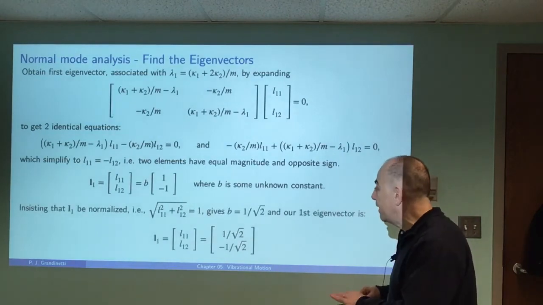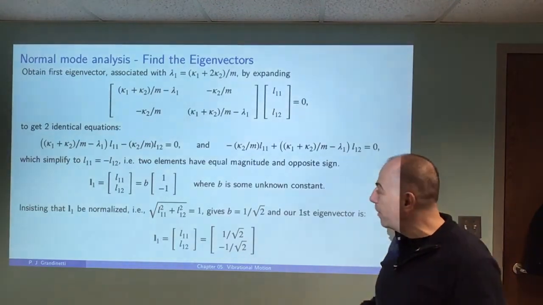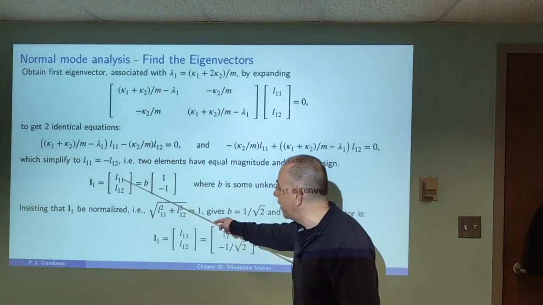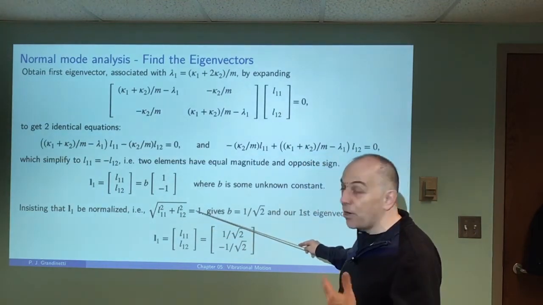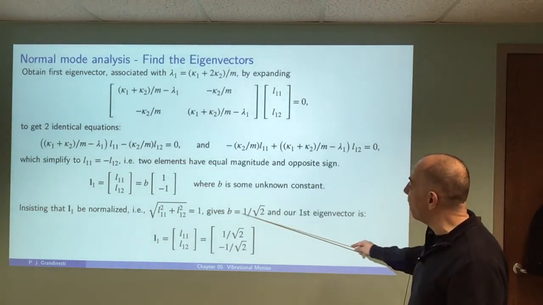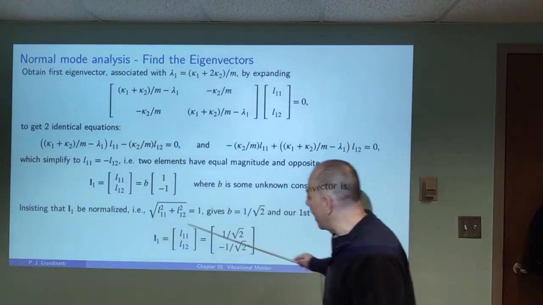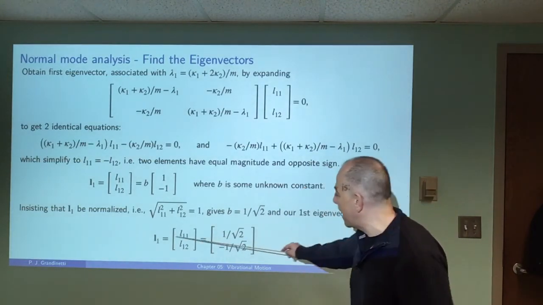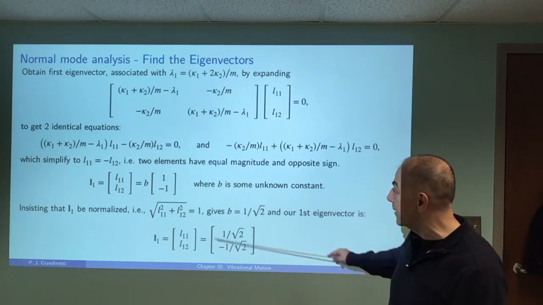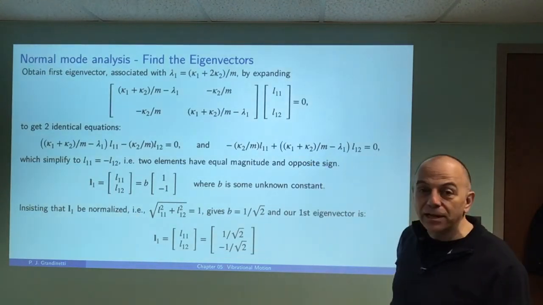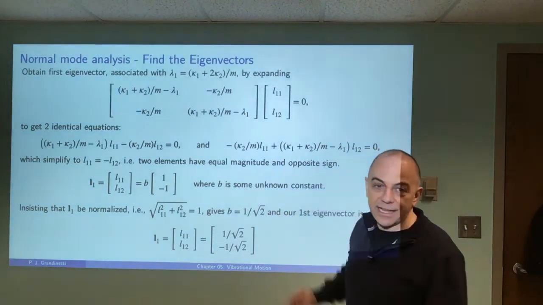But just as we did in the moment of inertia diagonalization, we want to make sure that our eigenvectors are normalized. So we also want that the square root of L11 squared plus L12 squared is going to give you 1. So if you impose that constraint, then you can find that B will have to be equal to 1 over the square root of 2. So now we have our normalized eigenvector, which comes out to be this vector here with the first element 1 over the square root of 2, the second element here, the L12, is equal to minus 1 over the square root of 2. So we found the eigenvector for this eigenvalue.